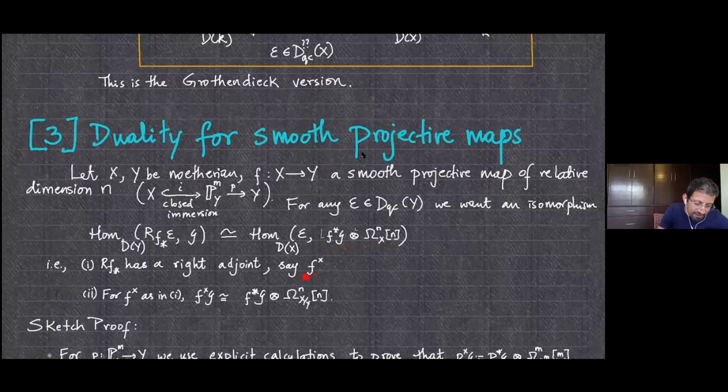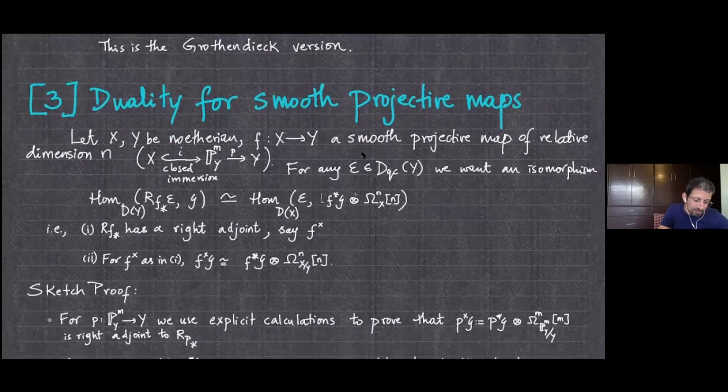So f cross, this right adjoint, is explicitly given by this formula here. I can drop the L's here and here because f is in fact flat. This is a basic fact that smooth maps are in fact flat. So I can ignore the L here, and omega^n is locally free, so that's also flat. So you can drop the L here. And so this is f upper star G tensor with omega^n_{X/Y}. So that's what it means. So these are the two statements contained in this. And this is what we want to prove.